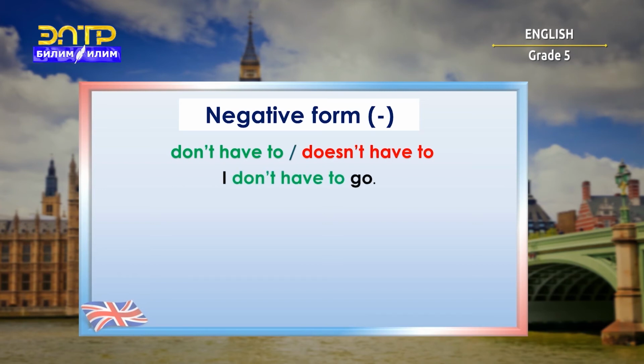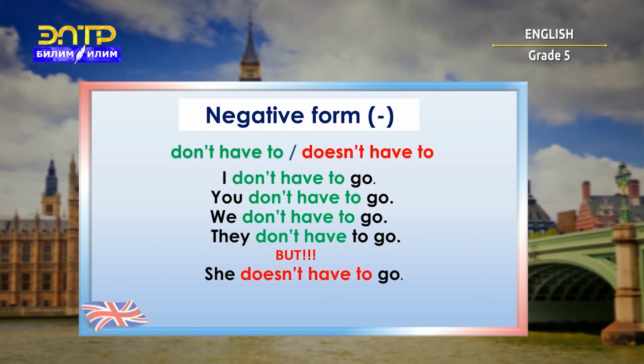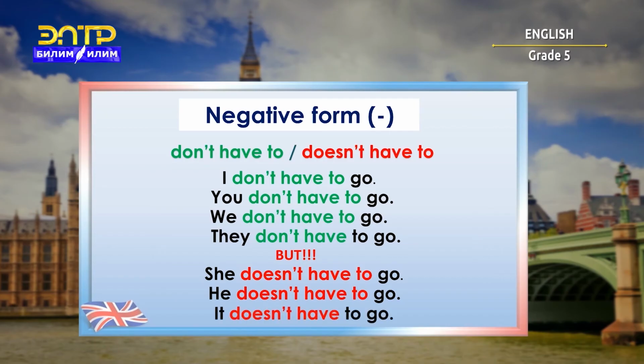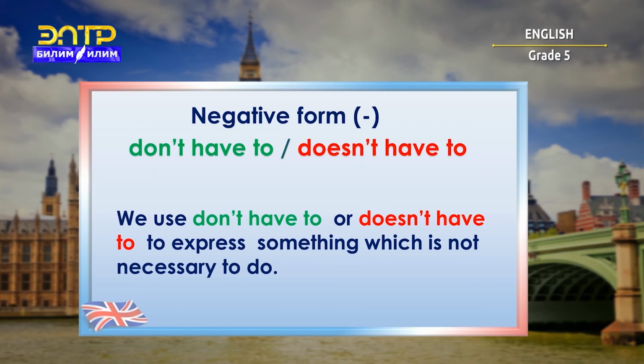I don't have to go. You don't have to go. We don't have to go. They don't have to go. But she doesn't have to go. He doesn't have to go. It doesn't have to go. We use don't have to or doesn't have to to express something which is not necessary to do.